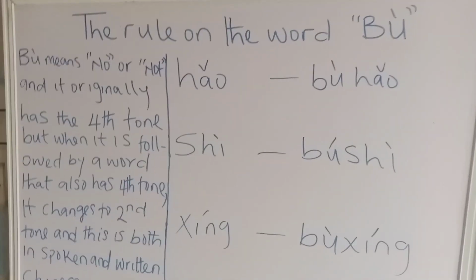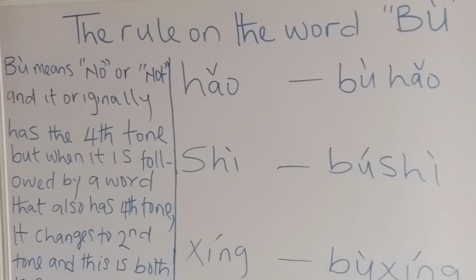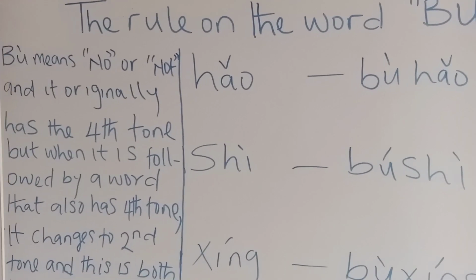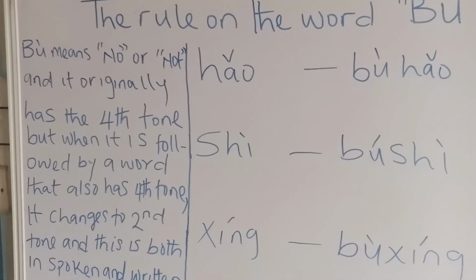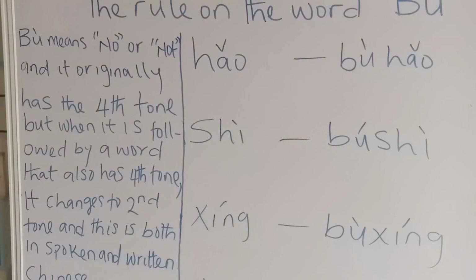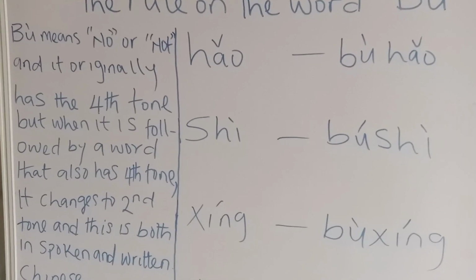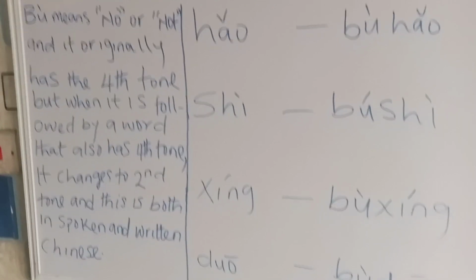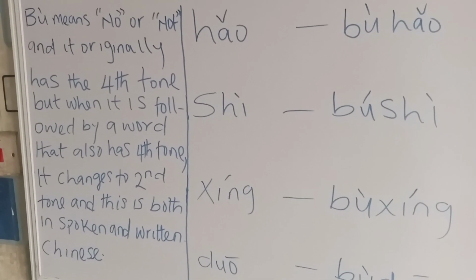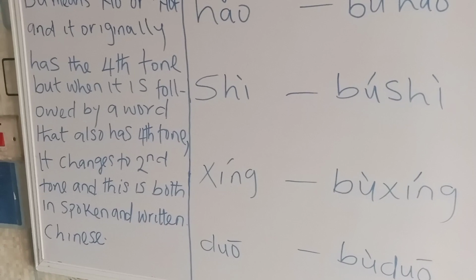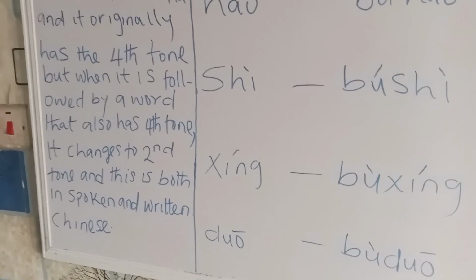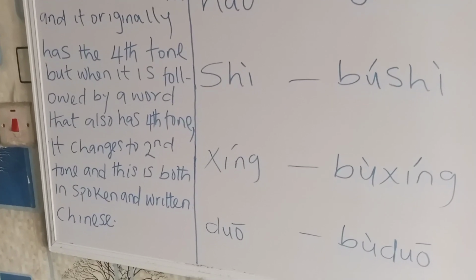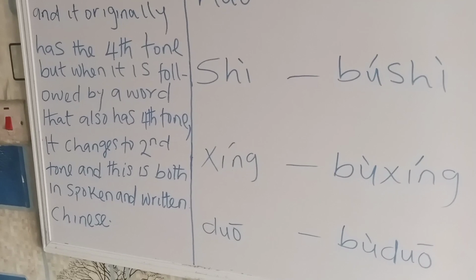The word bù means no or not, and it originally has the fourth tone. That is the original tone. But when it is followed by another word that has fourth tone, it changes to second tone, and this is both in spoken and written Chinese. Note that it is both in spoken and written Chinese.